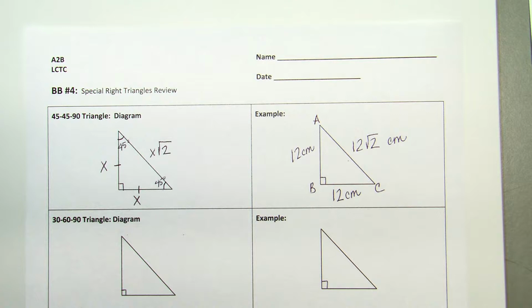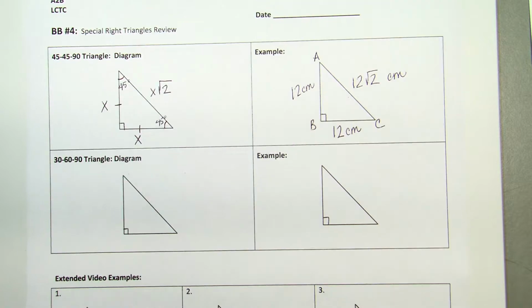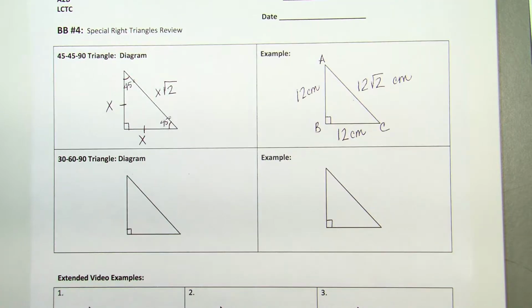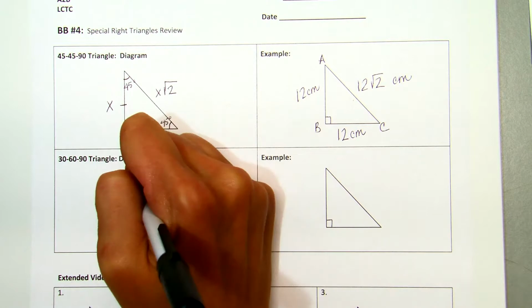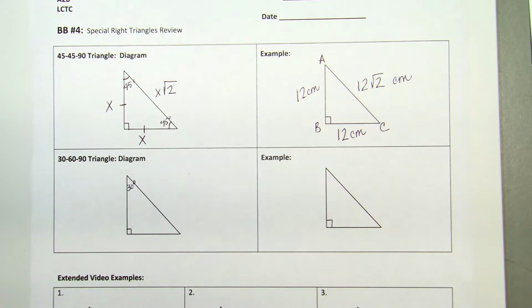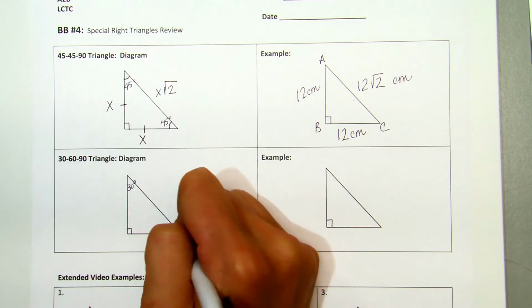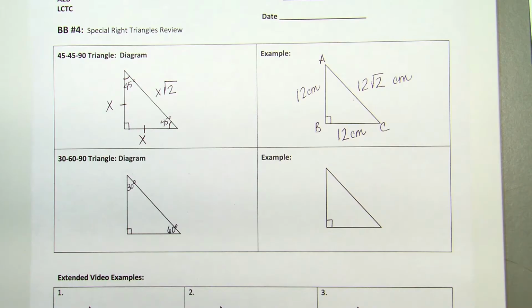The other special right triangle that we're going to talk about is the 30-60-90 triangle. A 30-60-90 is where you have one angle that's obviously your 90 degrees. Your other angle, your smallest angle, is going to be 30. So by default, your middle angle is going to be 60, because remember, in a triangle, all three angles have to add up to 180 degrees.